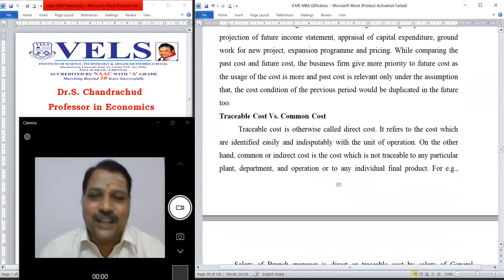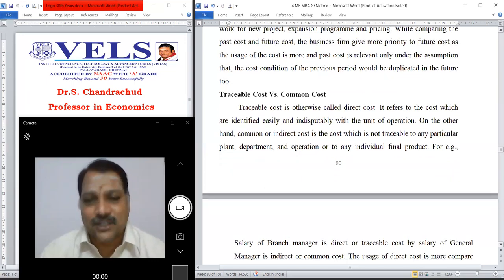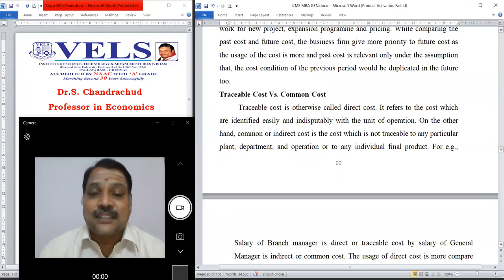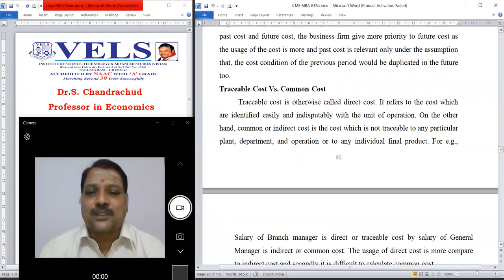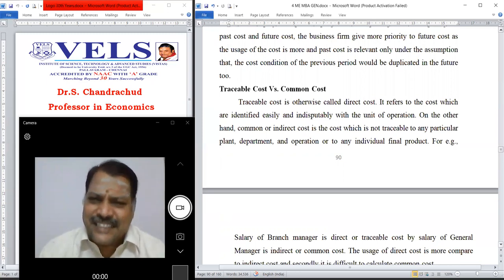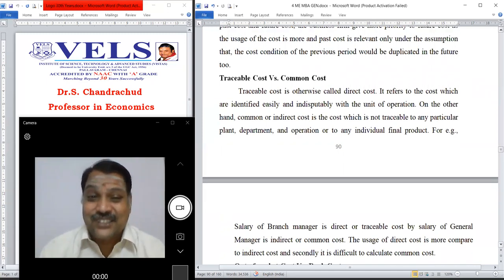Let us move to the next distinction: traceable cost versus common cost. Traceable cost is otherwise called direct cost. It refers to the costs which are identified easily and indisputably with the unit of operation. On the other hand, common or indirect cost is a cost which is not traceable to any particular plant, department, operation, or any individual final product.